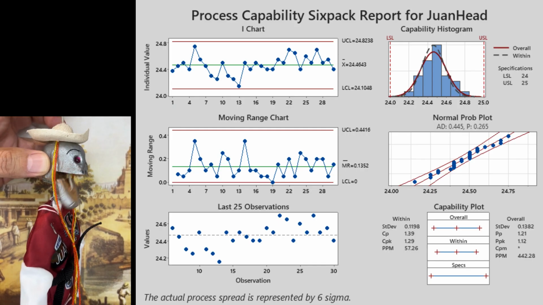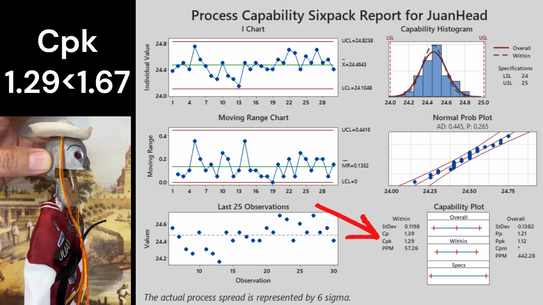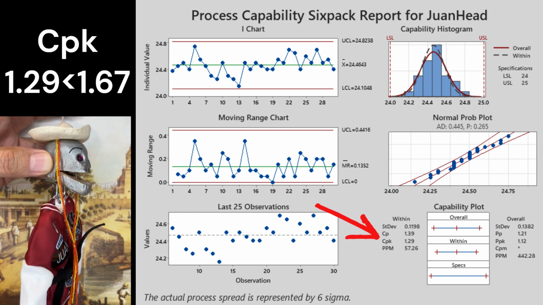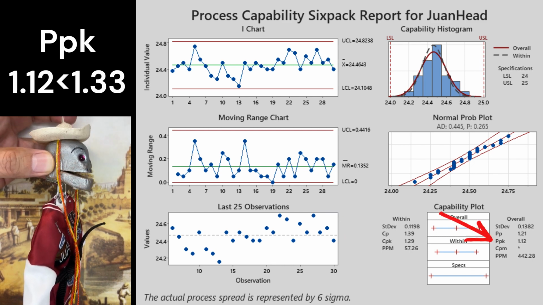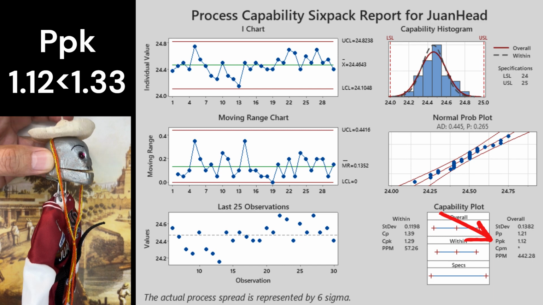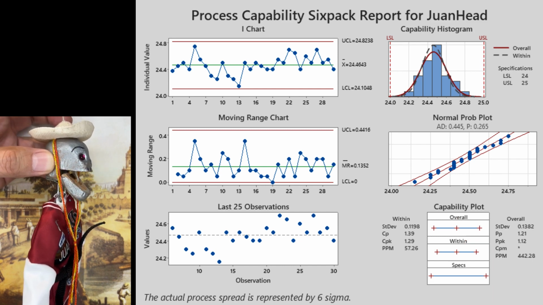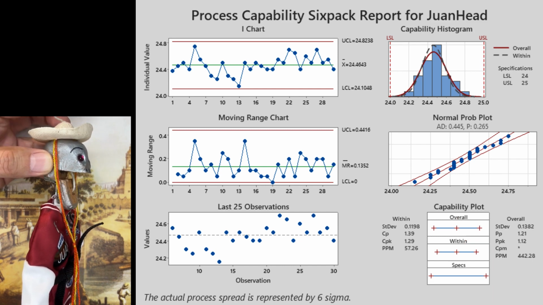As you can see, we obtain a CPK of 1.29, which is below the required 1.67, and a PPK of 1.12, which is also below the required 1.33. So we need to establish new print tolerances, and here is where the fun starts.